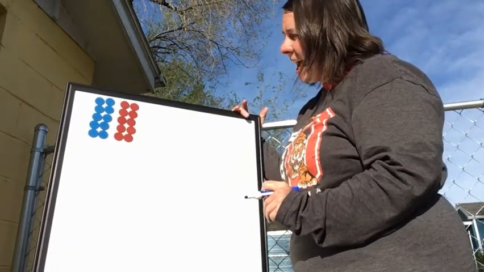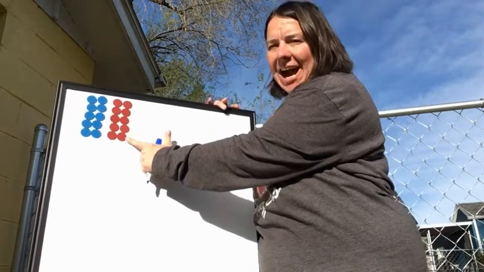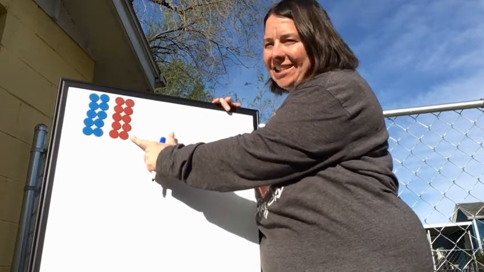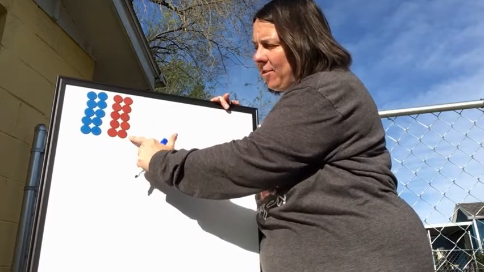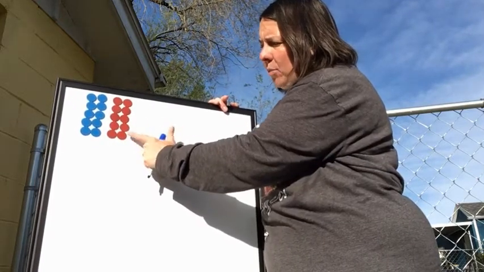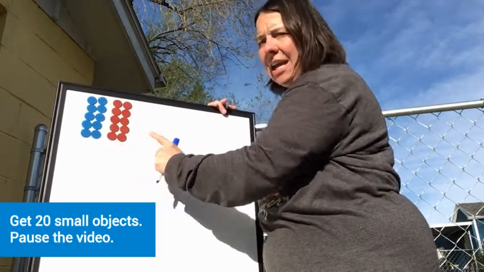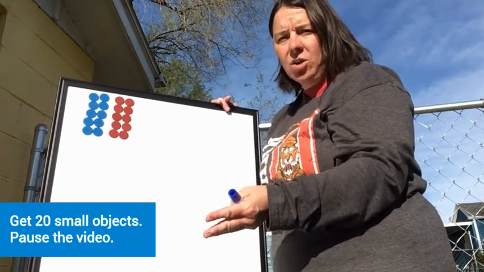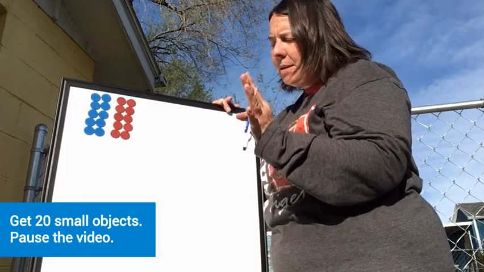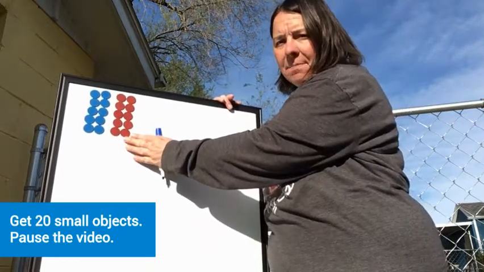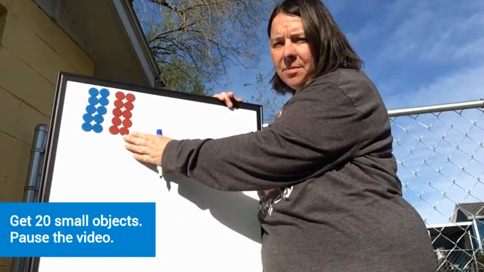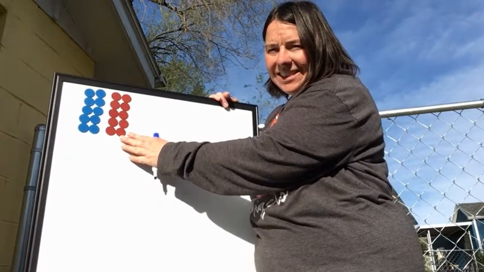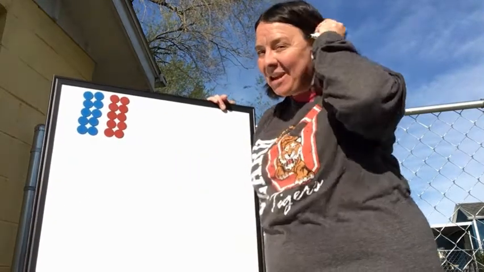I have 20 items on my board. I bet you can tell it's 20. There's two 10 frames. Can you go somewhere in your house and get 20 counters or 20 paper clips or 20 Legos, 20 pieces of cereal, 20 of something? Pause the video, go get them. Okay, now that you have them, are you ready?